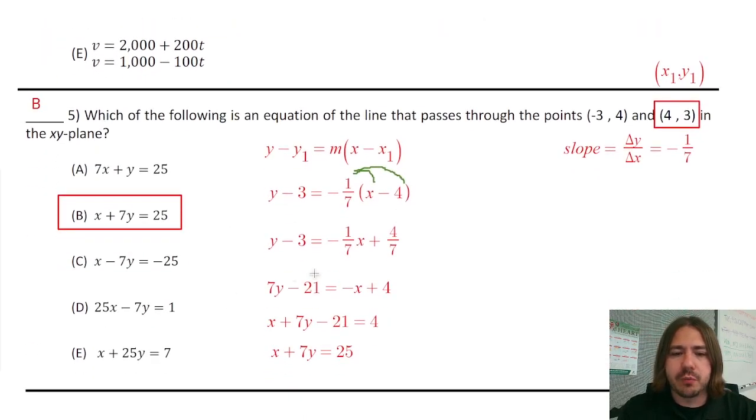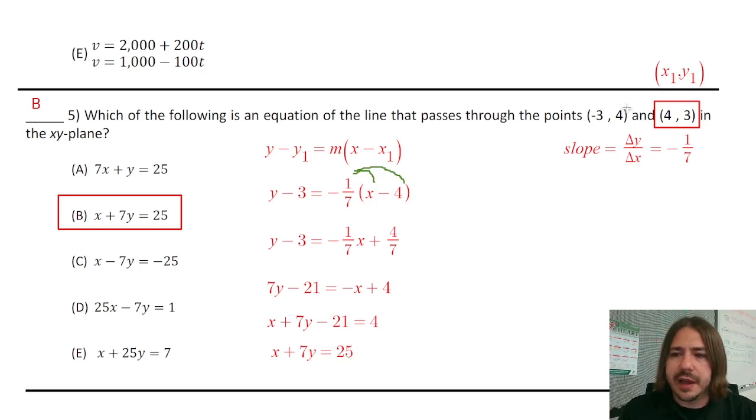Number 5 is probably the most algebra-heavy question on here. There's a little bit of algebra that you need. It says, which of the following is an equation of a line that passes through these 2 points in the xy plane? So first thing we need to do is find the slope. We're going to find the slope by finding the change in y over change in x.